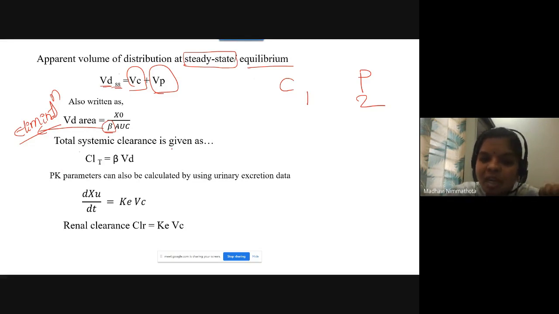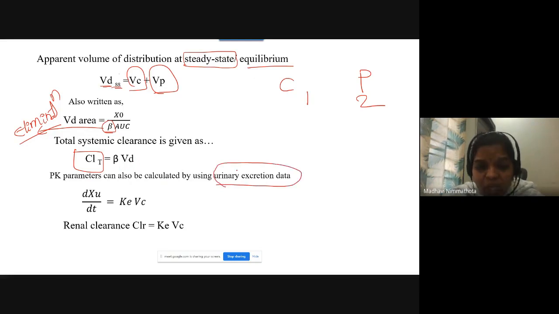Then total systemic clearance. What is the denotation for total systemic clearance? CLT. So this equals beta into VD, that is elimination exponent into volume of distribution. These PK parameters can also be calculated using the urinary excretion data. Whenever urinary excretion data comes, you can remember it as XU. Small u, capital X, small u. U stands for urinary excretion, X means amount. Whenever you calculate the rate of change in the amount through urinary excretion, the equation is dXu by dt. This is the rate of change through urinary excretion.